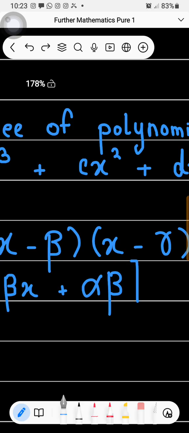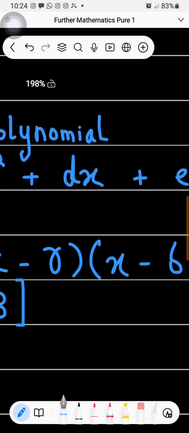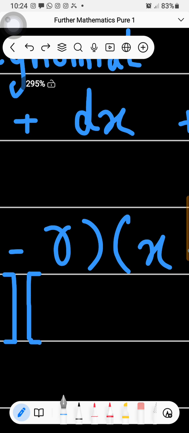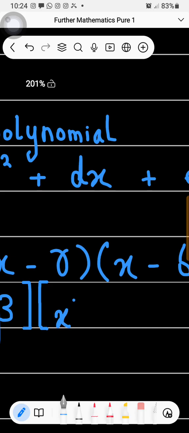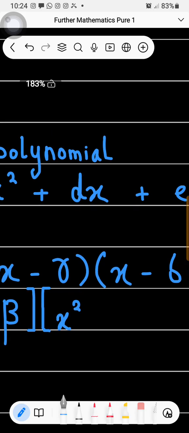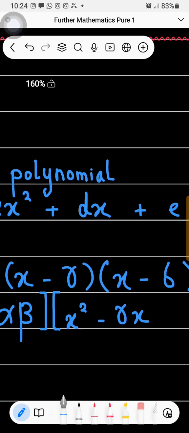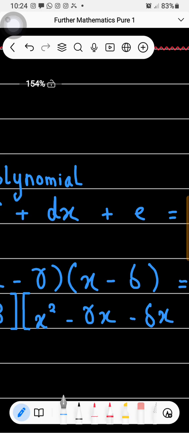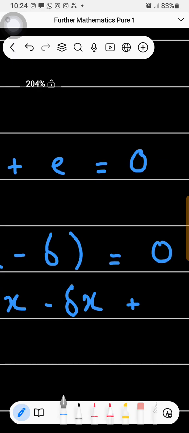Now the bracket is closed here, and now we will multiply the other two brackets. x by x means x square, then minus gamma by x means minus gamma x, then x by minus delta means minus delta x, and then minus gamma by minus delta means plus gamma delta.